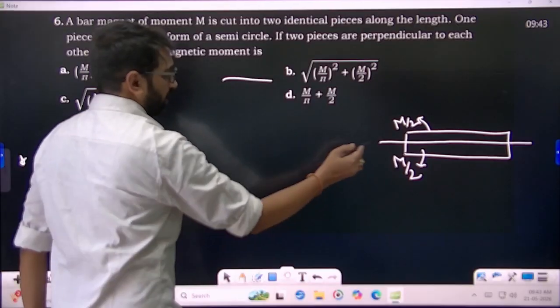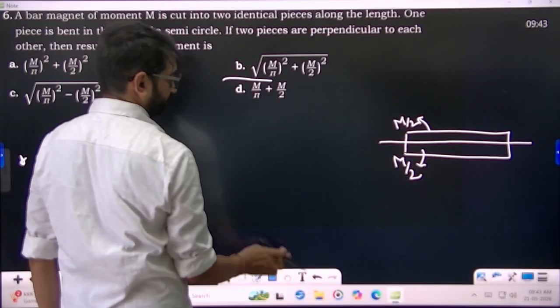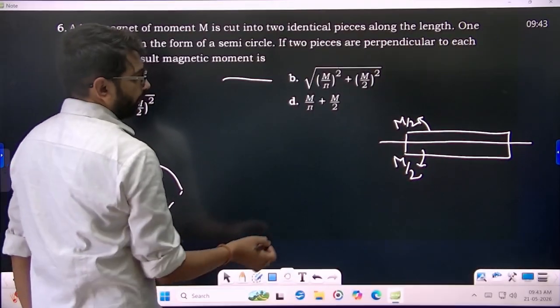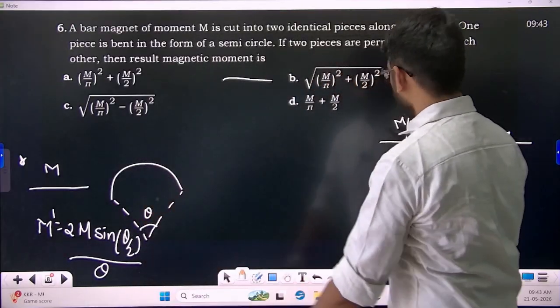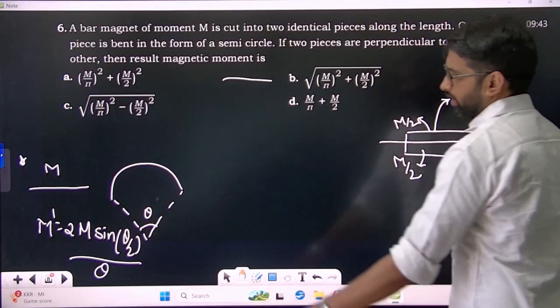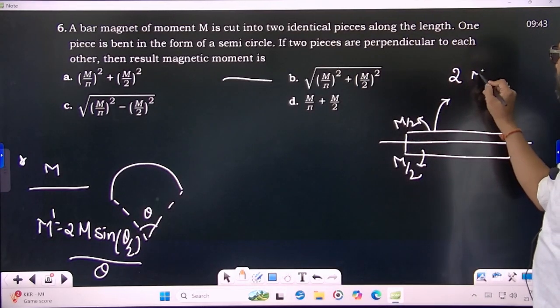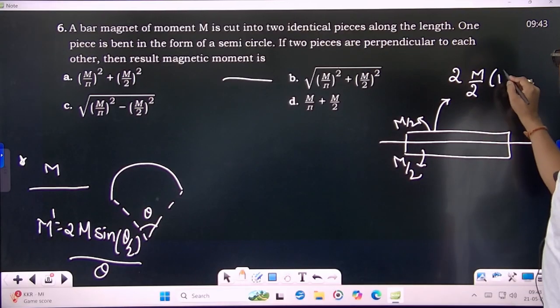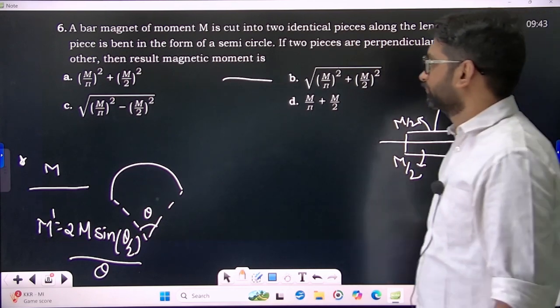So therefore, when this one is bent, our formula becomes 2 into M by 2, where M is the initial magnetic moment before bending, sin pi by 2 is 1, divided by pi. So this is M by pi.